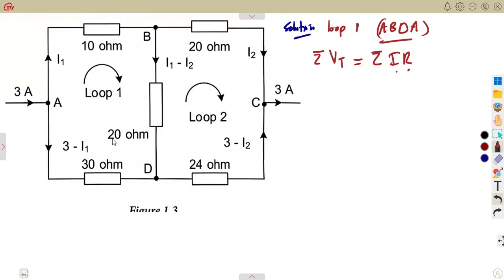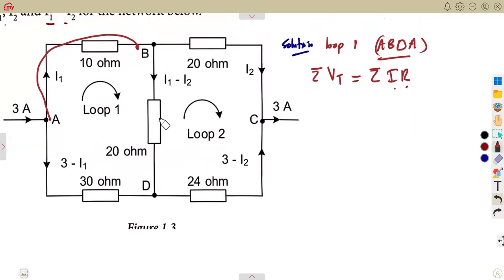All right, so let's consider what is happening from point A to point B. The loop here is going this way, so you consider how the loop is going. If the current and the loop are in the same direction, that's a positive you have to consider. Do we have a voltage? No. So 0 is equal to the voltage drop, current times resistance. So that's 10 times I1, and that's positive.